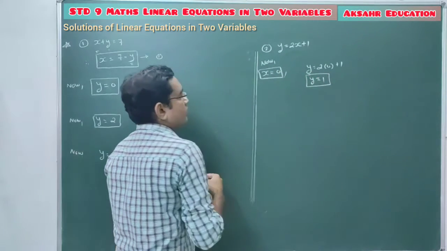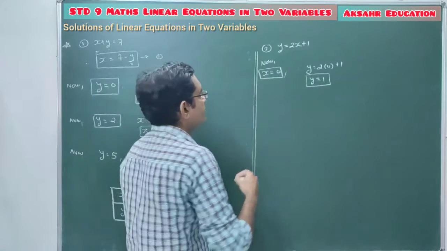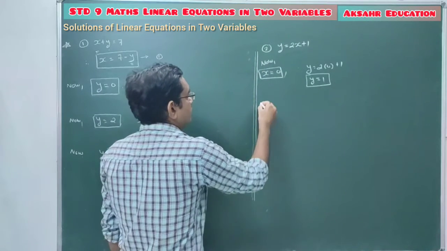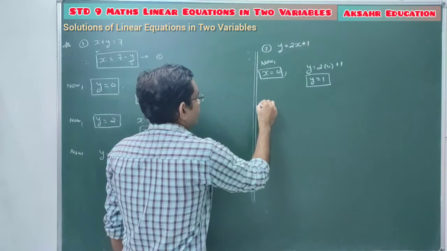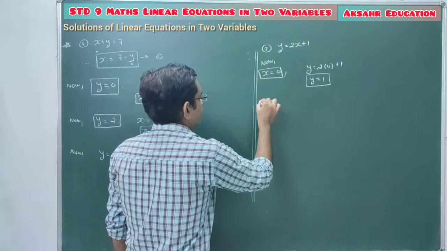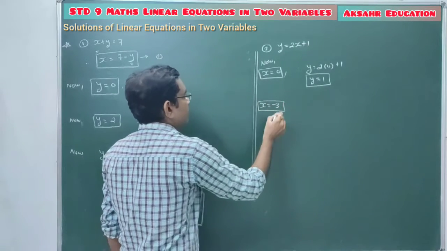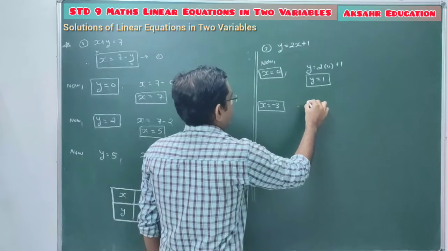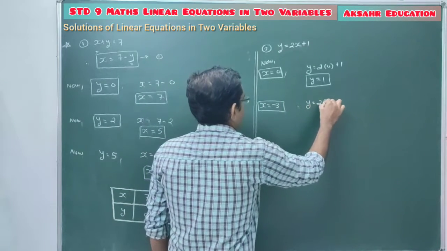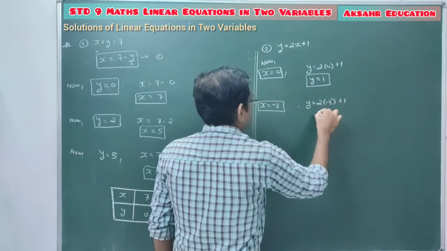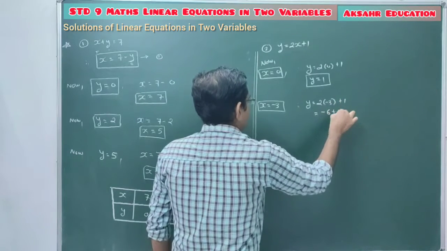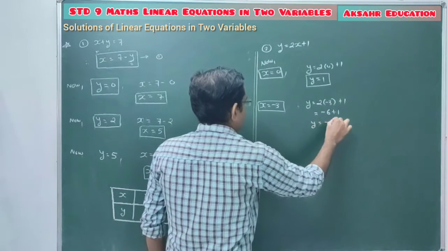For x equal to 0, we are getting y equal to 1. You can also put negative values. If we take x equal to minus 3, then for that value of x, we get y equal to 2 into minus 3 plus 1. This is minus 6 plus 1, so y equal to minus 5.